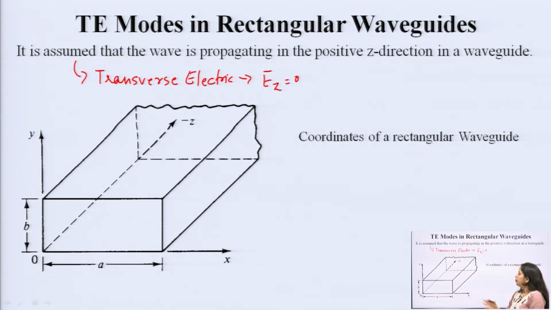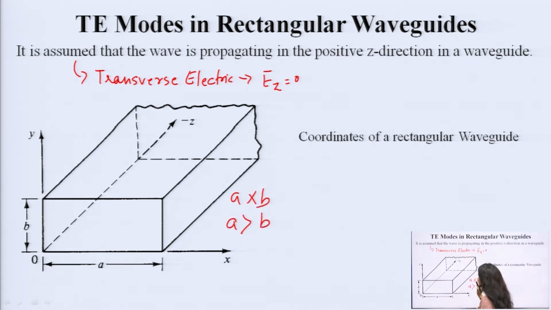Now, let us have a look at the rectangular waveguide. This is a rectangular waveguide having a dimension of A cross B, and always we are assuming that A is greater than B here. So, this is the dimension and the wave is propagating in the z direction. So, this is the minus z and this will be the plus z, and this is our rectangular waveguide. A is in the x direction, B is in the y direction, and z is the direction where the wave is propagating.